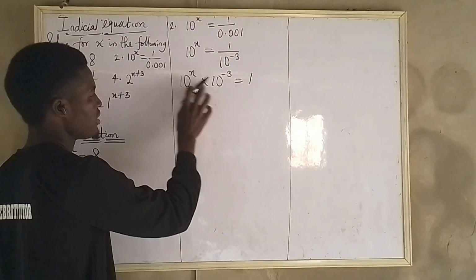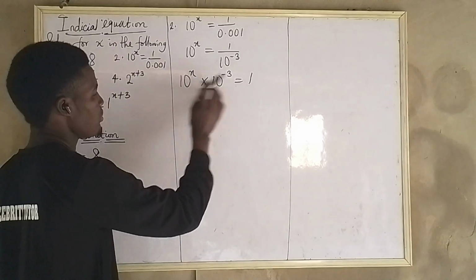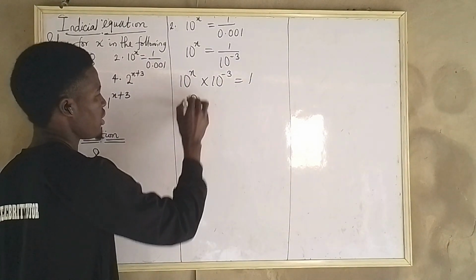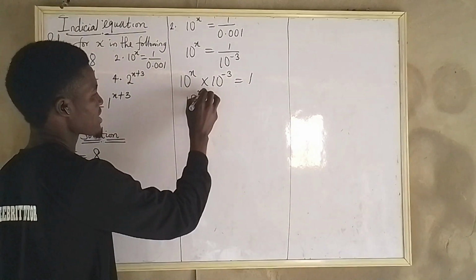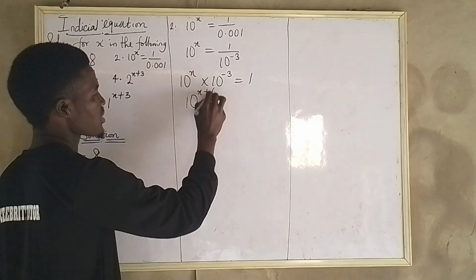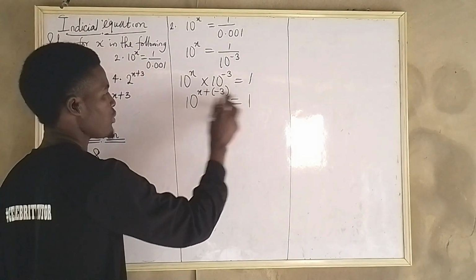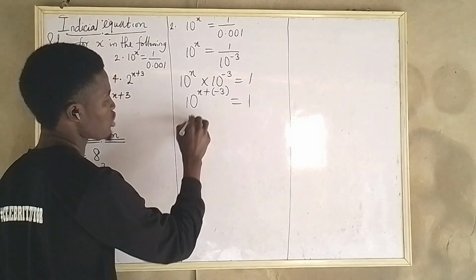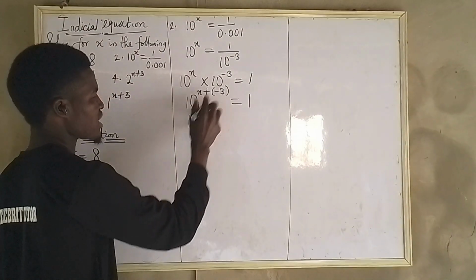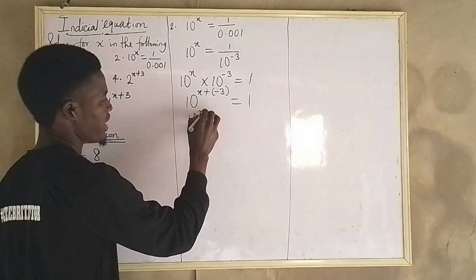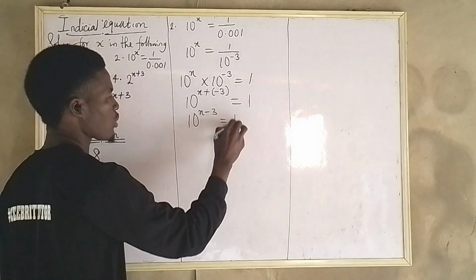And then you can see the same base. Apply the multiplication law. That will be x, and this should turn to plus. And this is minus 3. You have to put it in brackets first because this plus will open this. Then you are going to have 10 raised to power x minus 3 equal to 1.